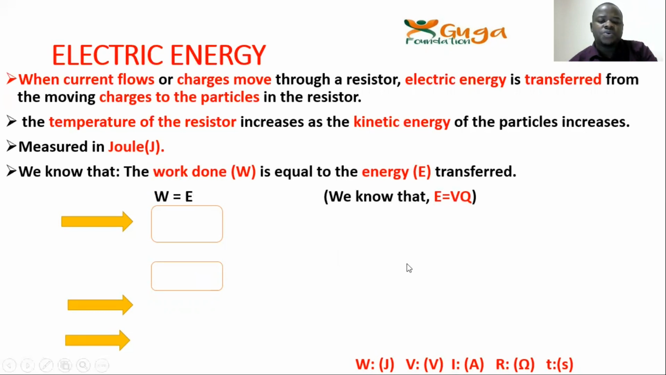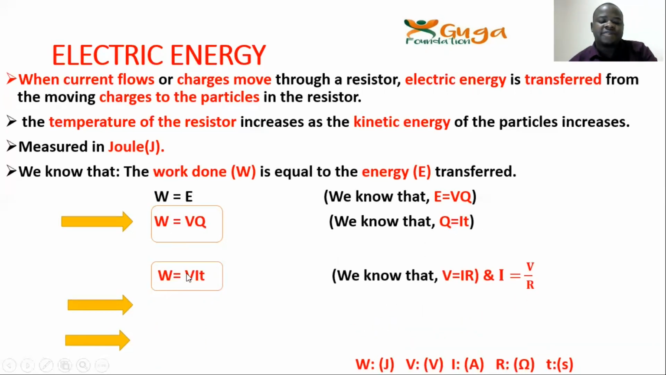We know that E is equal to VQ. So it means that W is equal to VQ. We also know that Q is equal to It, which will give us W is equal to VIt, and we also know that V is equal to IR, right? So now we just substitute this V by IR to get I squared Rt. Then also we substitute this I by V over R, so now you get V squared t over R. And then we also know that work is measured in joules, voltage is measured in volts, current is measured in amperes, resistance is measured in ohms, and time is measured in seconds.